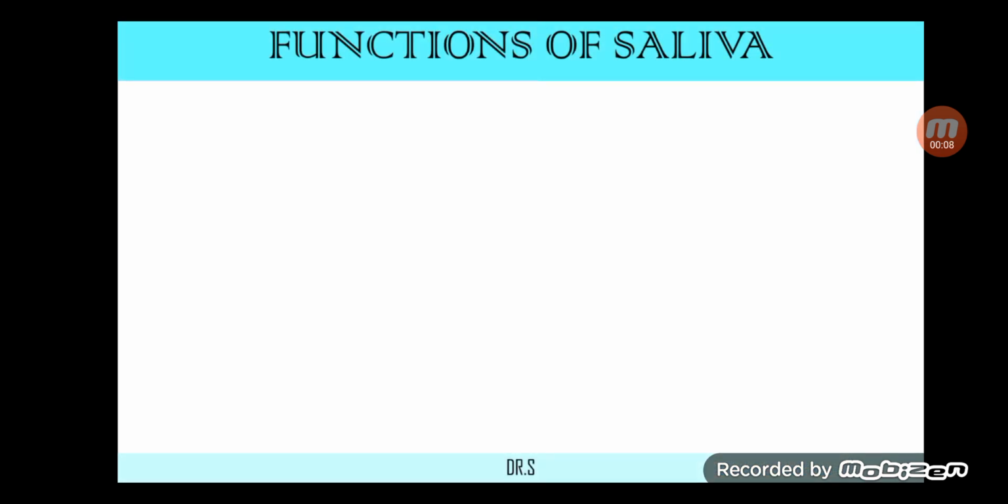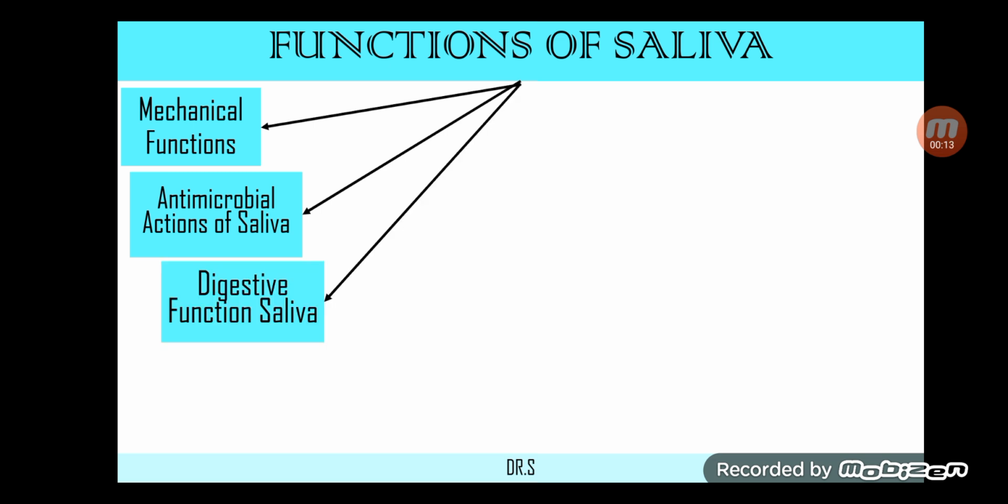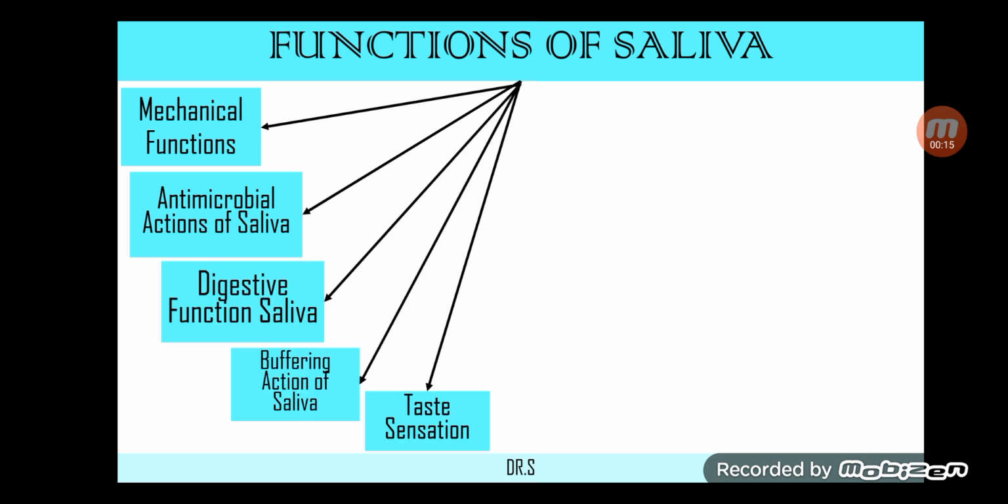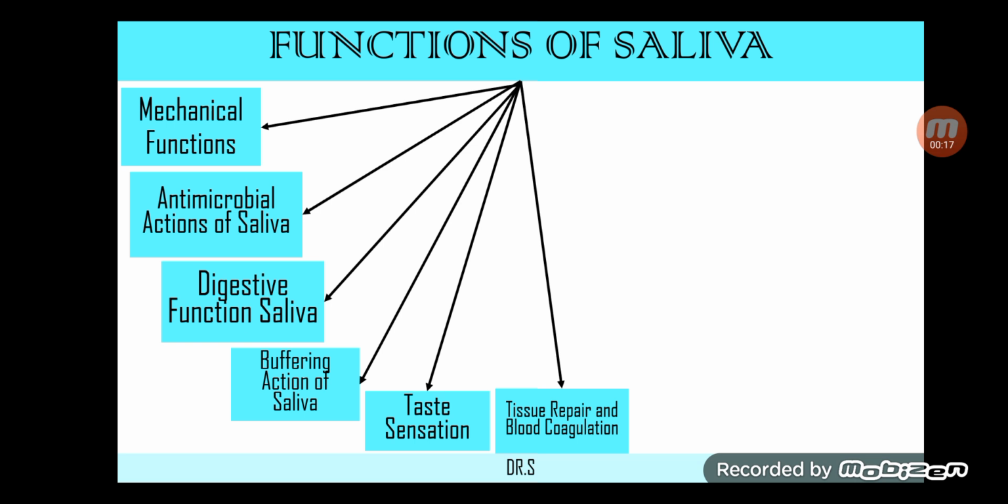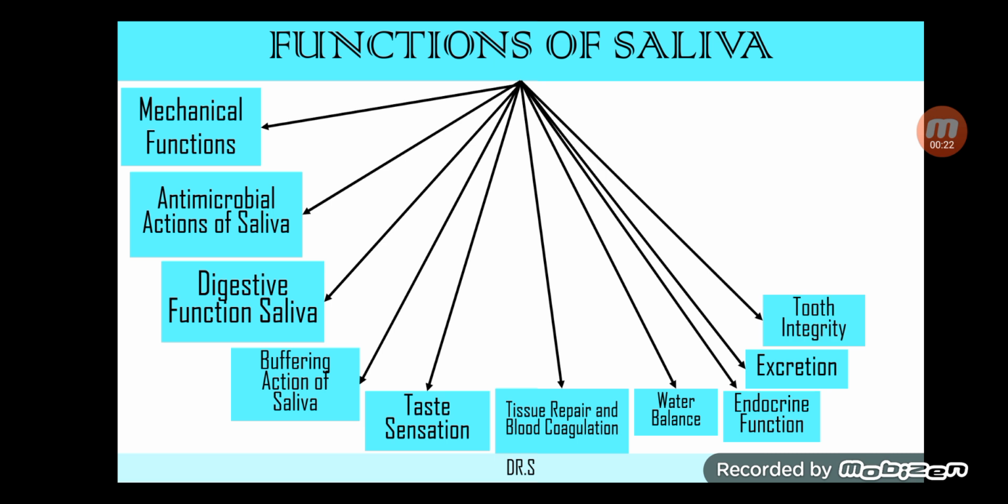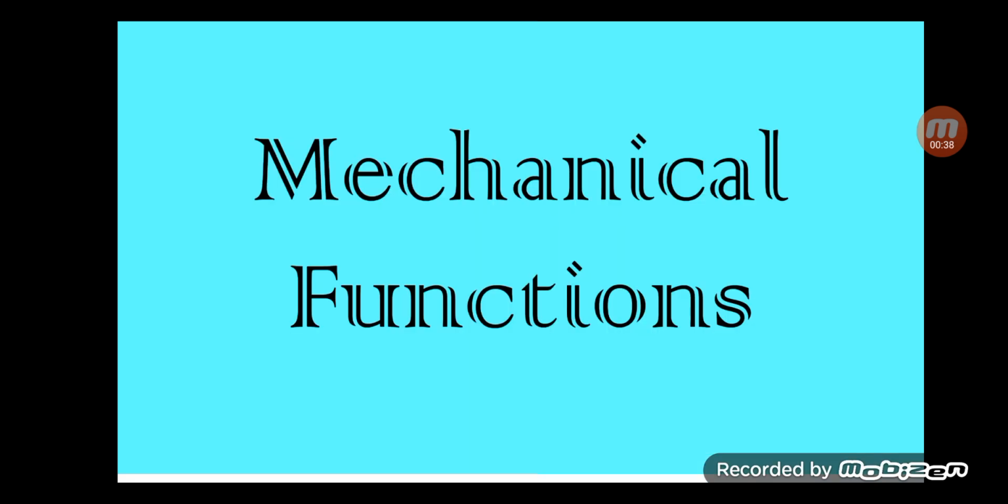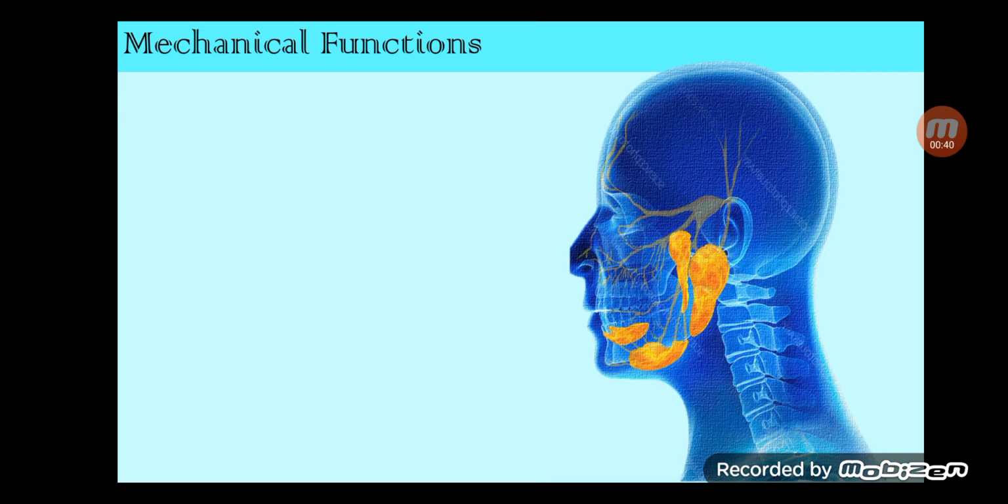So, functions of saliva include mechanical functions, antimicrobial actions, digestive functions, buffering actions, taste sensation, tissue repair and blood coagulation, water balance, endocrine function, excretion, tooth integrity, nerve growth factor, temperature regulation, and preparation of food for swallowing. So you can see there are so many functions of saliva, and we're going to talk about all of them one by one. So the first function that saliva performs is mechanical functions.